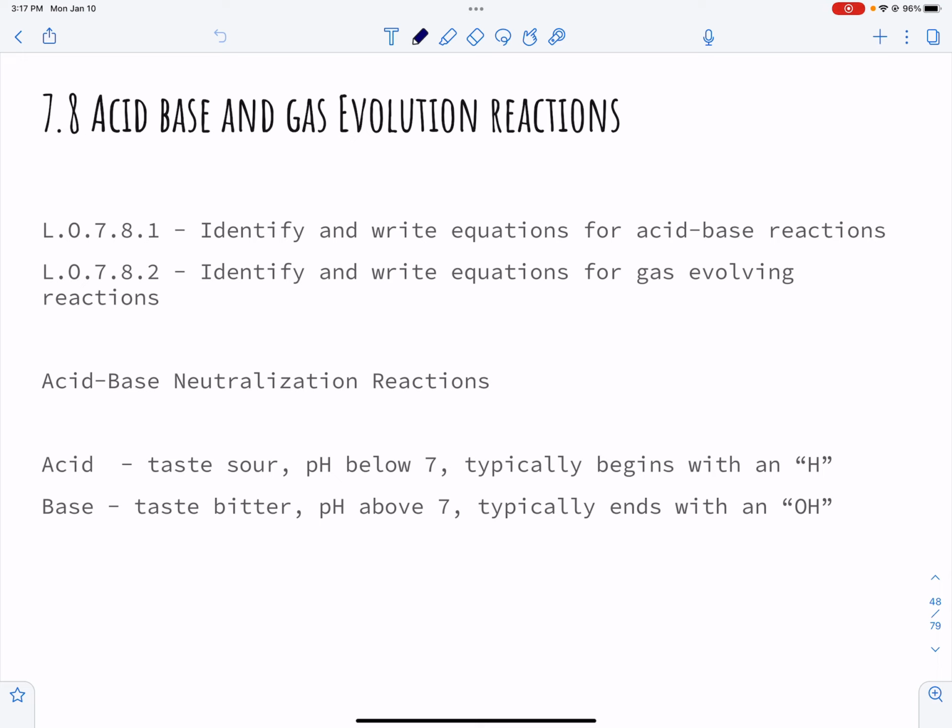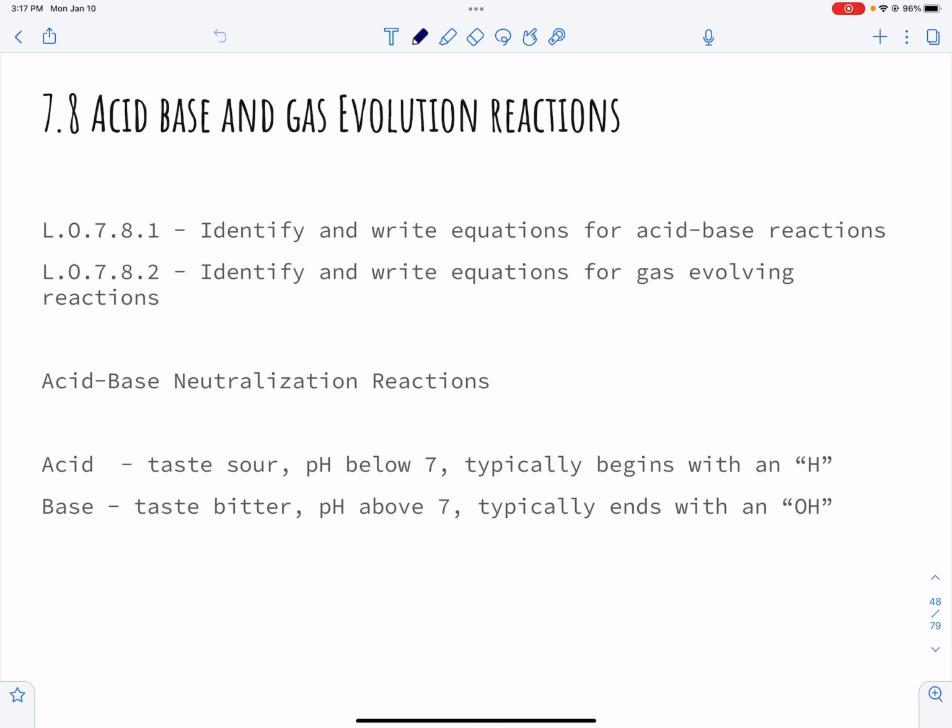Okay, so today's lesson is just about acid-base and gas evolution reactions, which are really just a subcategory of those precipitation reactions or double replacement reactions that we were looking at yesterday.